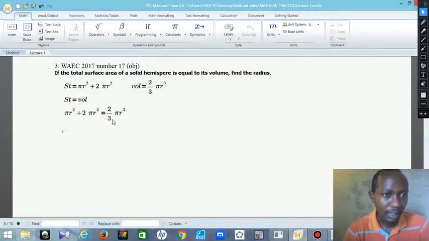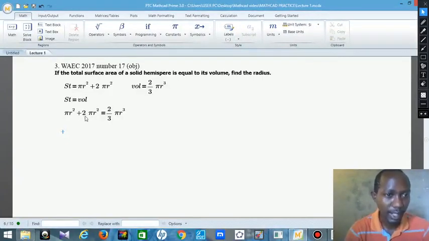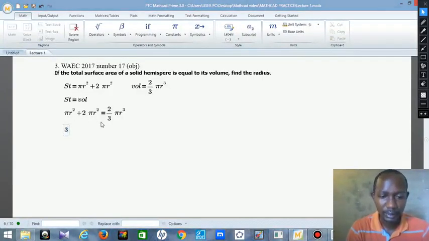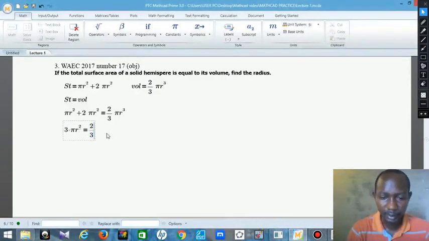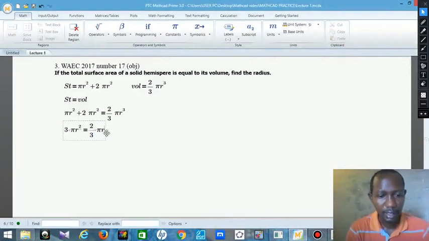So how can we do this one now? Let's look at this now. On the left side, you can see that these two, they are like terms. You can see pi r square is common to two terms here. So they are like terms. When we add them, it's going to give us 3 pi r square. Now the coefficient of this pi r square is 1. So 1 plus 2 is 3. Then pi r square is the common term. Then it's equal to 2 over 3 pi r cube.